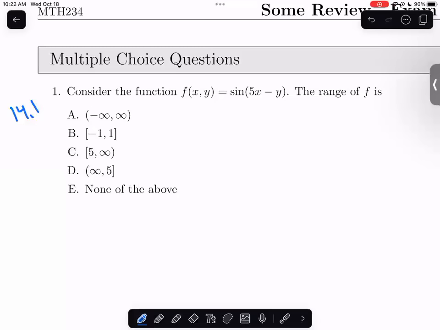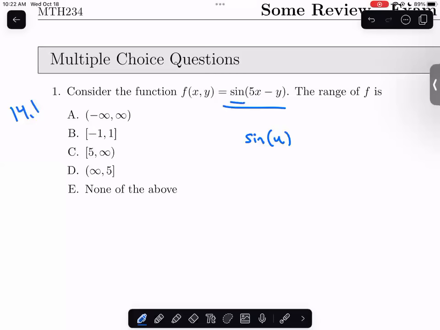So for ranges, these are the outputs of the functions, what can actually come out of the function. The strategy that we went over in class is that you look at this outermost function. In this case, we have a sine function, right? And we think about what is the range for sine. I'm thinking of this as just sine of u for the time being. We'll deal with the inside in just a second.